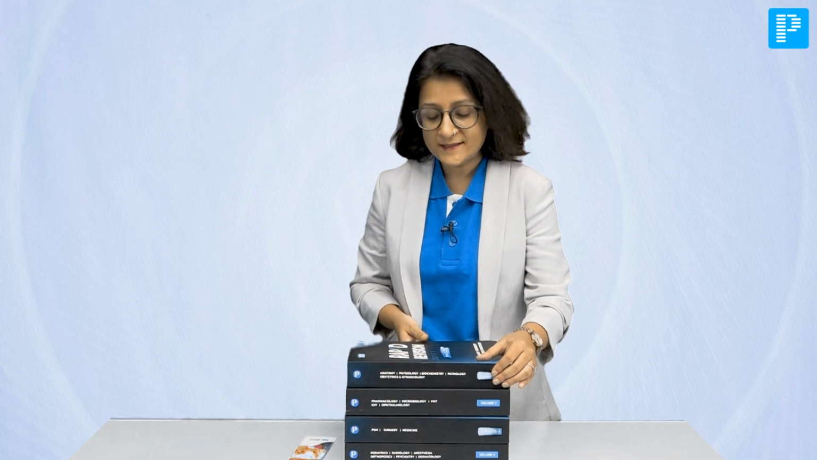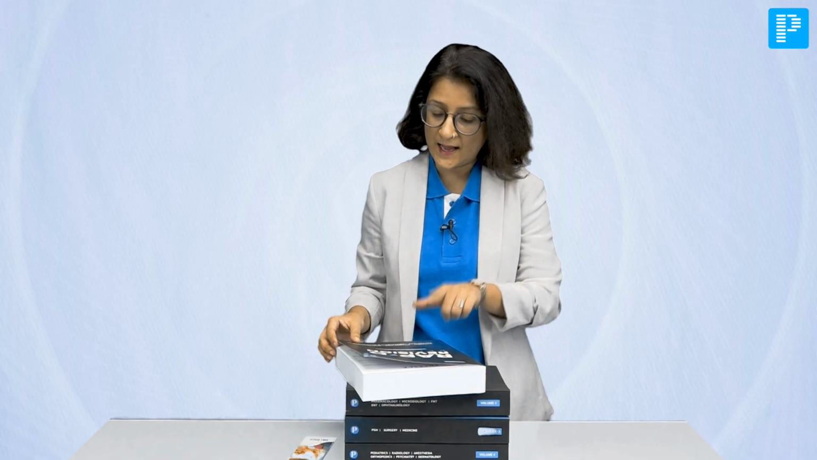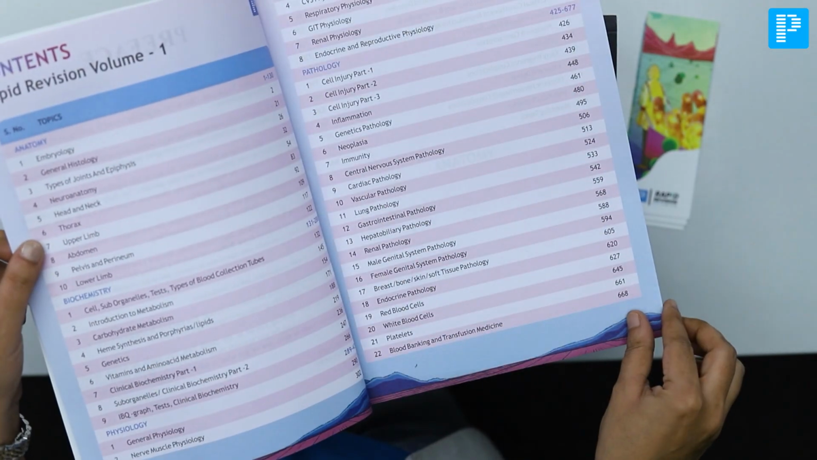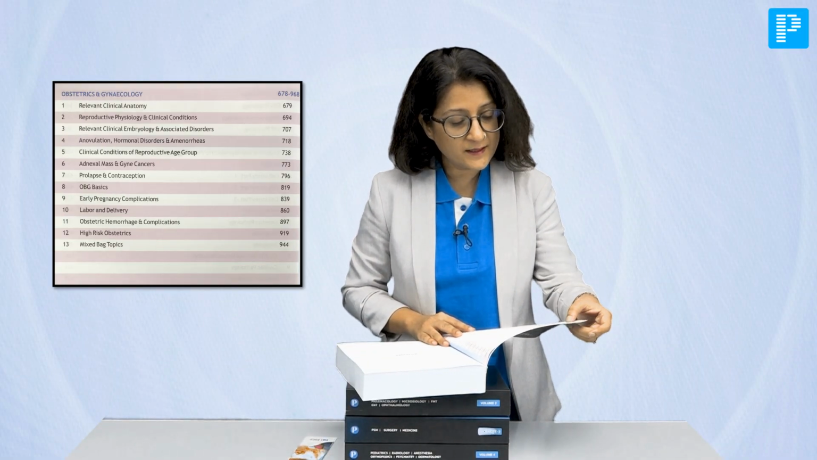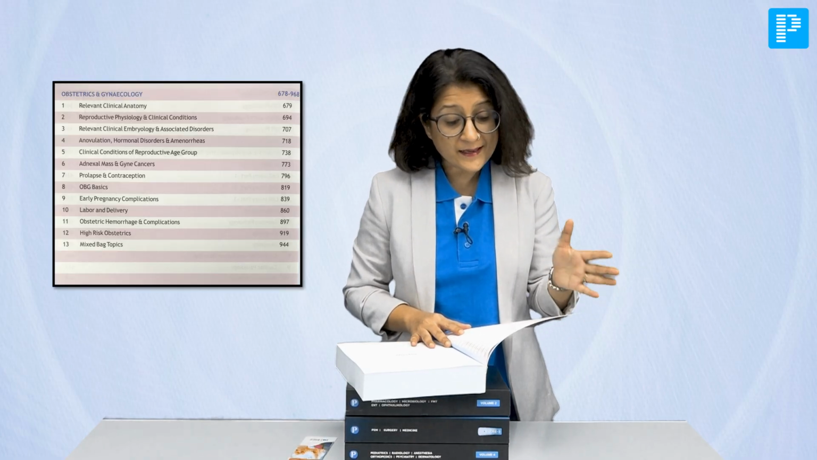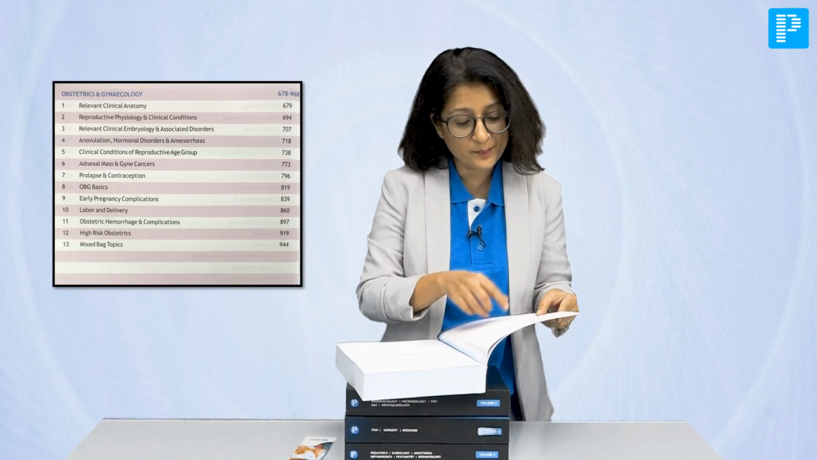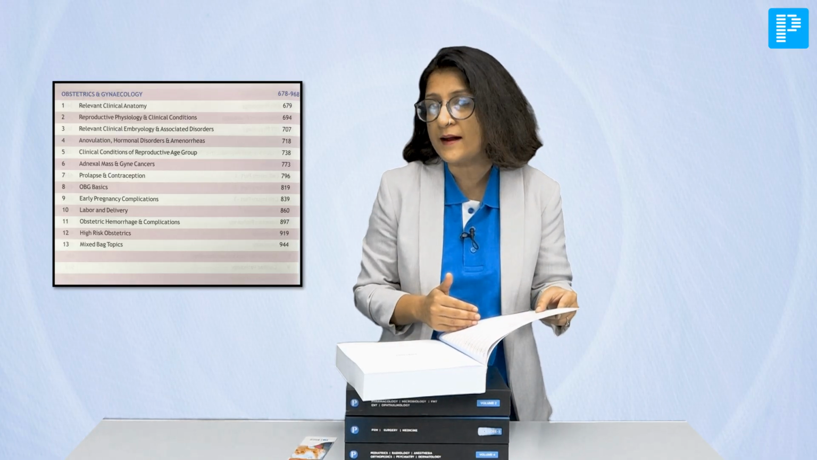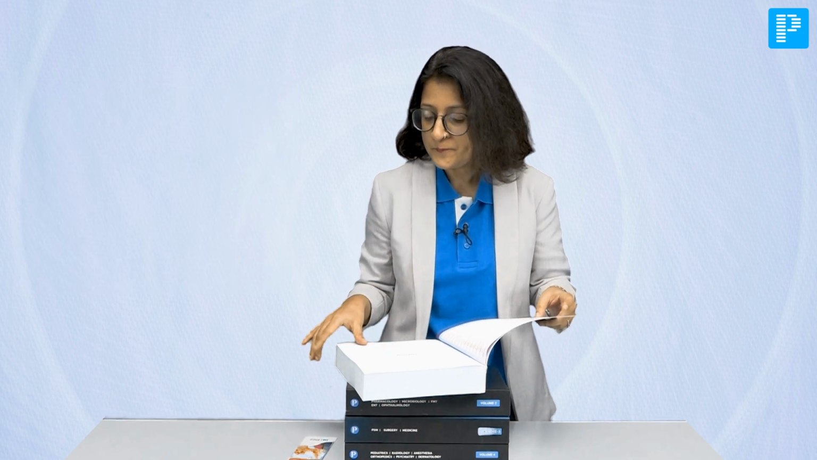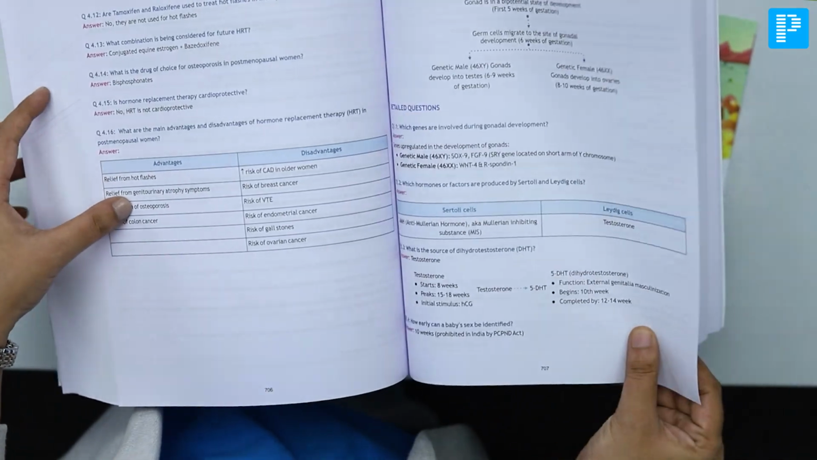This is designed in a QnE format. So that is something new that we have designed for you people. Okay, let's just focus on Obs and Gynae for now, my subject here. So we have relevant clinical anatomy, reproductive physiology and clinical conditions, and clinical embryology and associated disorders. So basically this is following the same pattern as you see in your rapid revision videos. So they will help you make better sense of your rapid revision videos and cover them faster. So let's see how they are designed and what's different.